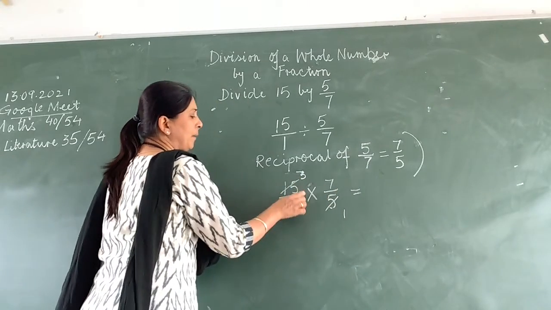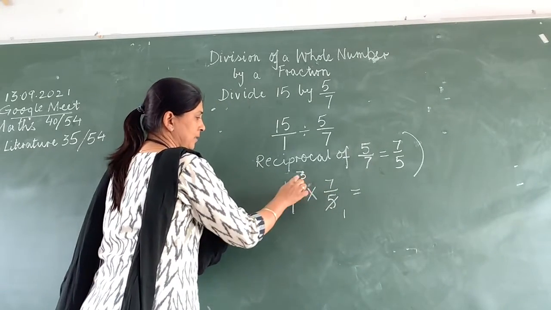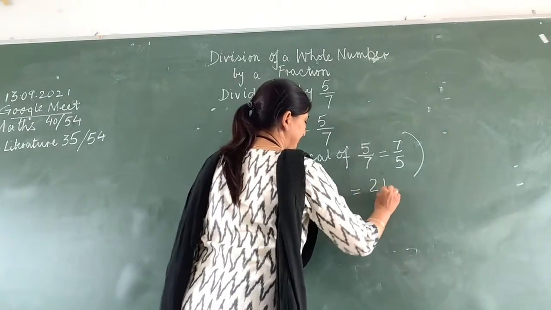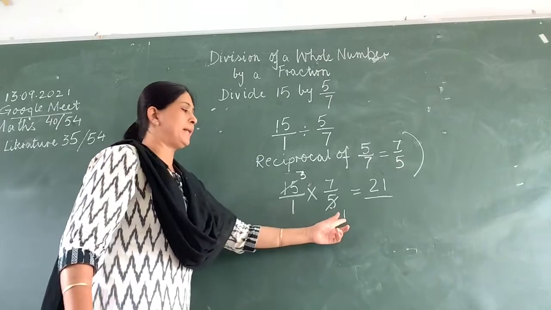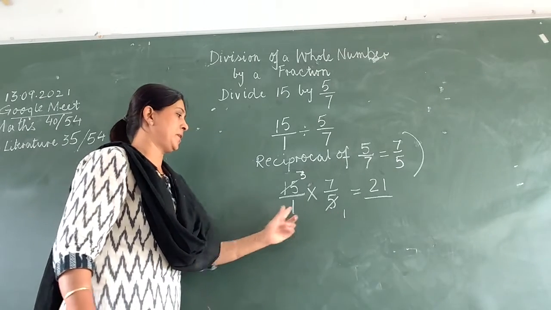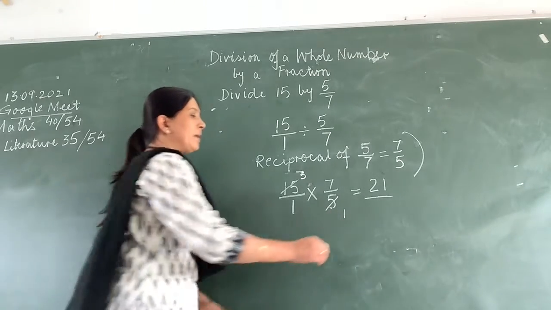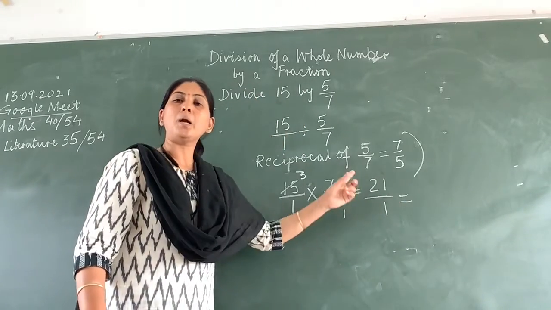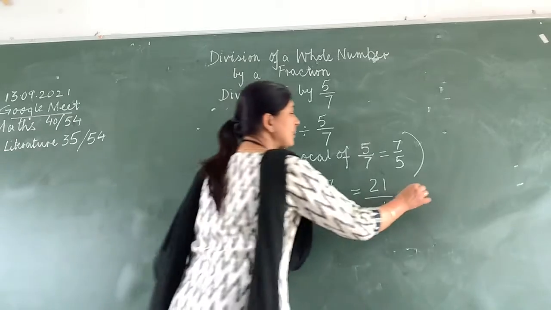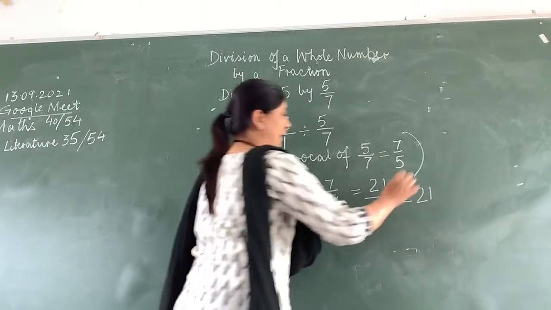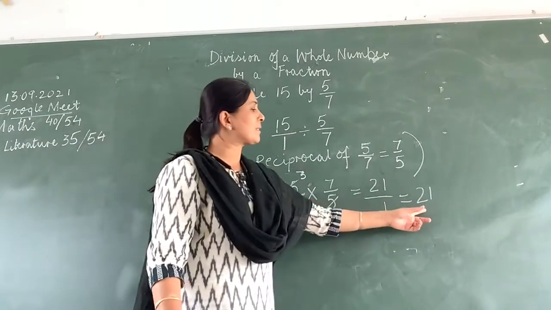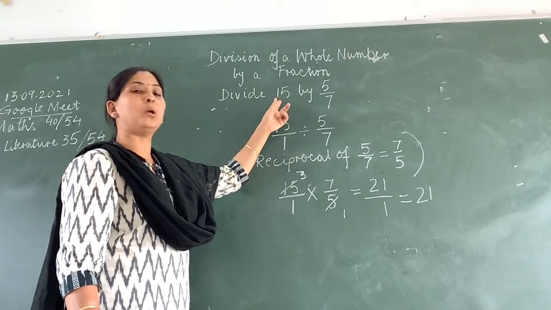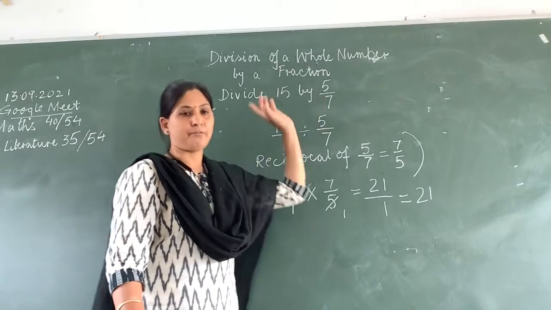Now we will multiply the numerators. 3 times 7 is 21. We will multiply the denominators. 1 times 1 is 1. Now 21 over 1, what does it mean? It means 21. So this is the answer that we get when we divide a whole number by a fraction.